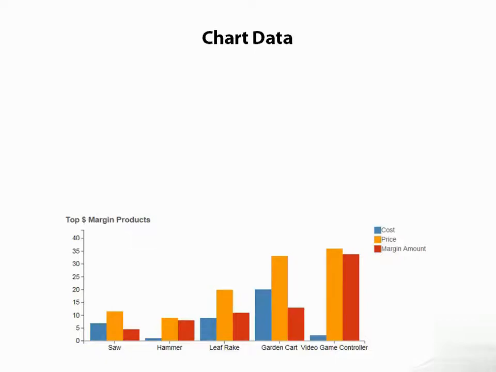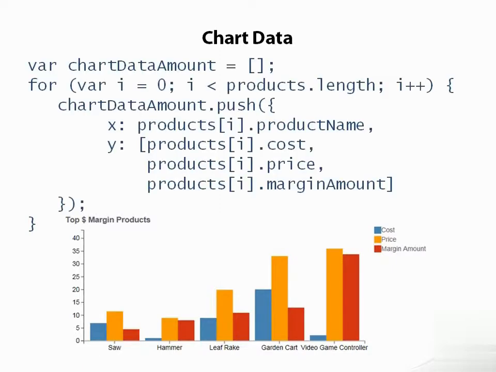The Angular chart library requires that the data be provided to the chart in a very specific format, so some data manipulation is required. The chart data must be defined as an array of XY coordinate properties, so you have to transform the data to the chart's desired format. This example creates an array of chart data for the amounts chart.